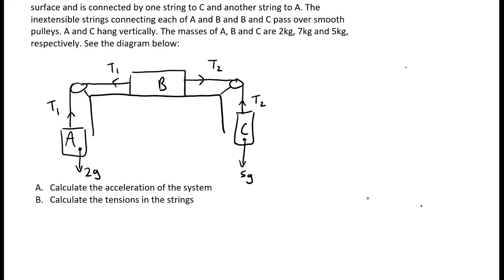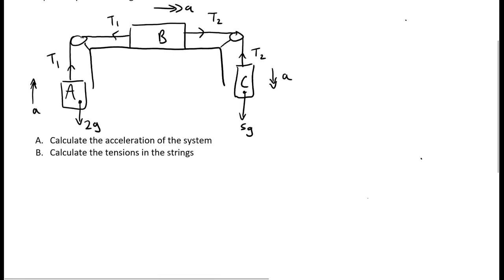That's step 2. Then we should also put on the acceleration arrows. It makes sense to think that the system is going to move in such a way as to have C drop and A rise, because C is heavier than A. So the acceleration will be directed down for C, to the right for B, and up for A. That's step 3. Step 4 is to apply F equals ma to each object in the system.